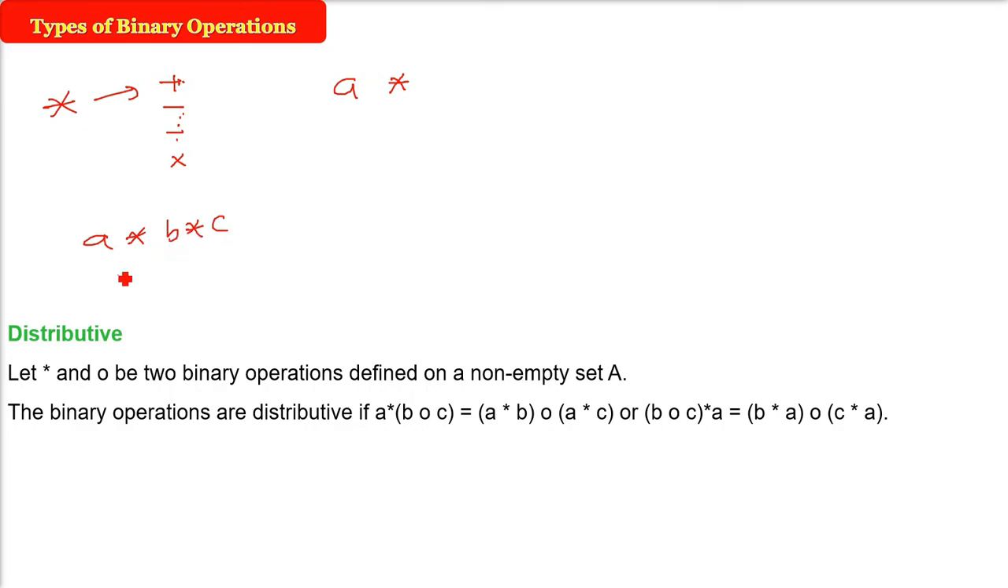Because I am taking a plus b minus c, plus and minus are not equal. So I cannot represent plus and minus both by star. I have to take some O for the negative. Okay.